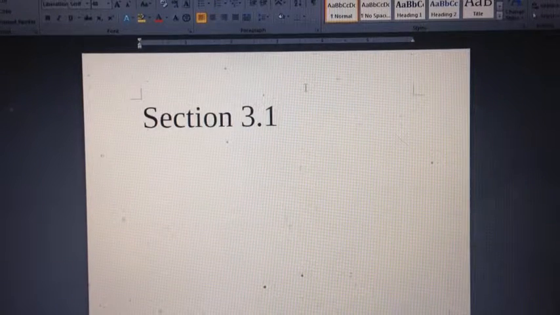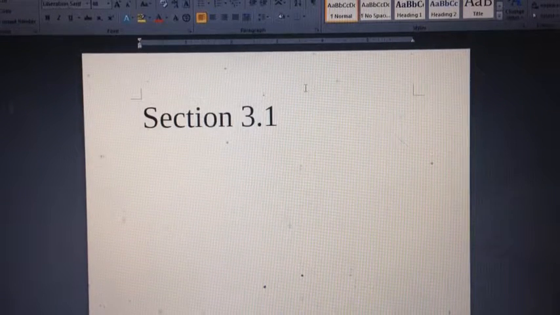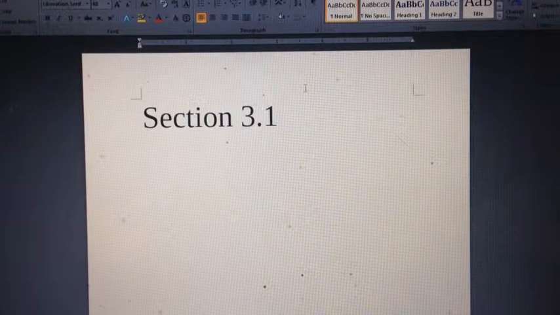Welcome to section 3.1 of the Data Management textbook. This chapter deals with linear correlations and scatterplots.